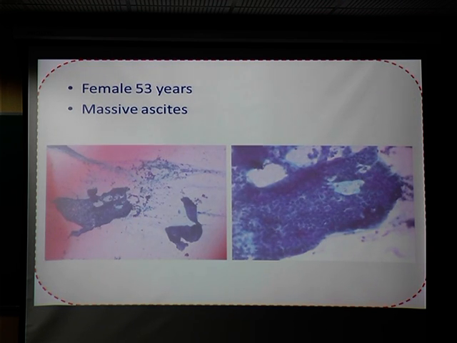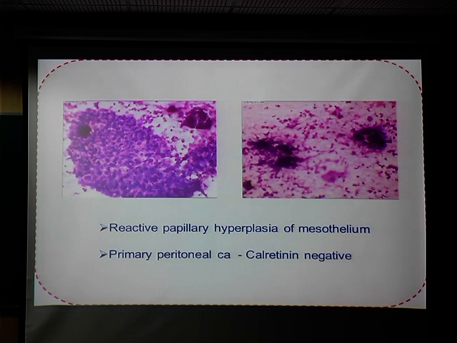And another scenario: female, 53 years, massive ascites. What you are seeing are very nice clusters of malignant cells, papillary groups. When you see these clusters in higher power, you can see acinar arrangement of the cells within the cluster, which is a classical feature of metastatic tumor or adenocarcinoma as against mesothelioma. And you are seeing a very smooth community border that indicates again an epithelial malignancy as against a mesothelial malignancy.